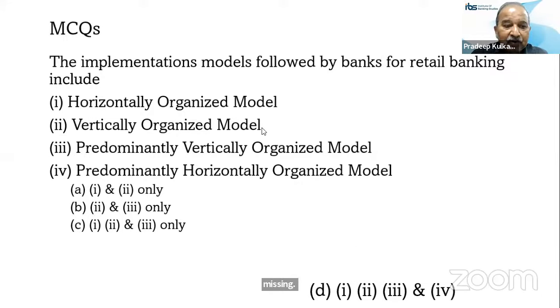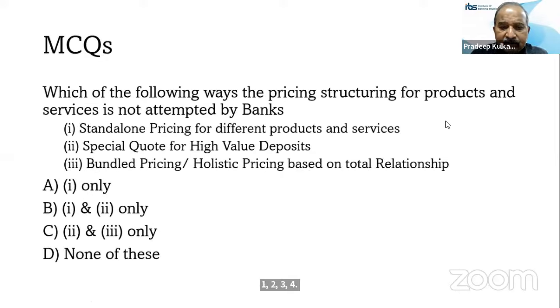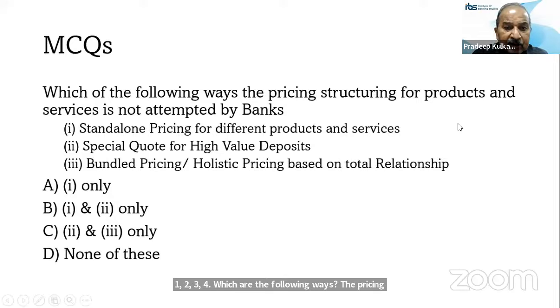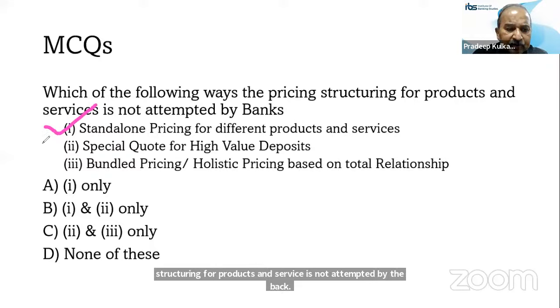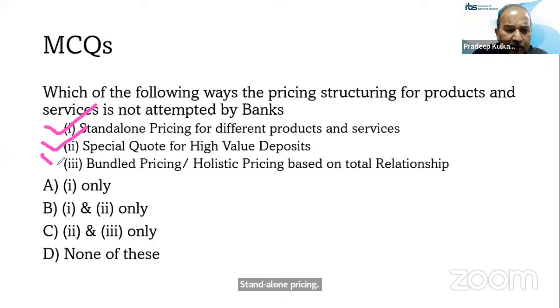Which of the following ways of pricing structuring for products and services is not attempted by the bank? Standalone pricing, special quote, bundled pricing: which is not adopted? If all are adopted, then which is not adopted? None of these. So I think that should be the answer.